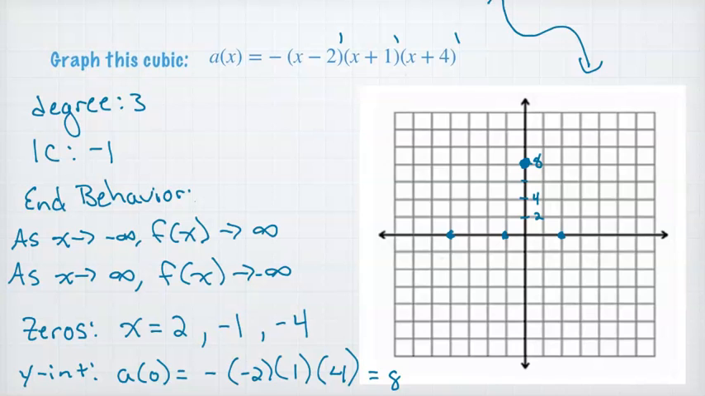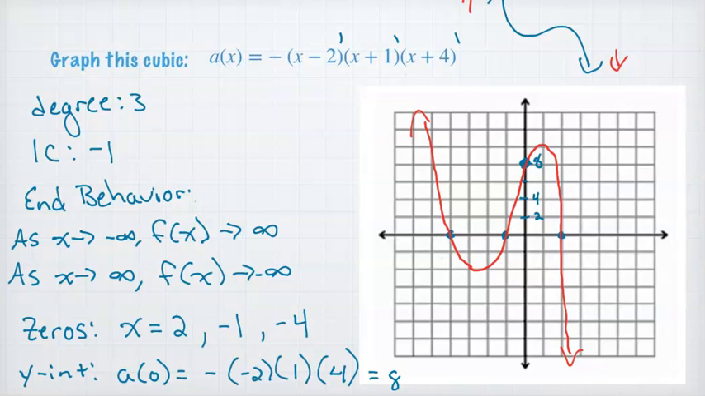I'm going to start high and then go low. So high on the left and low on the right. I'm going to go straight through because I had a multiplicity of 1. I'm going to turn around and come through there. I'm going to hit that 8, and then I'm going to turn around and go all the way down.